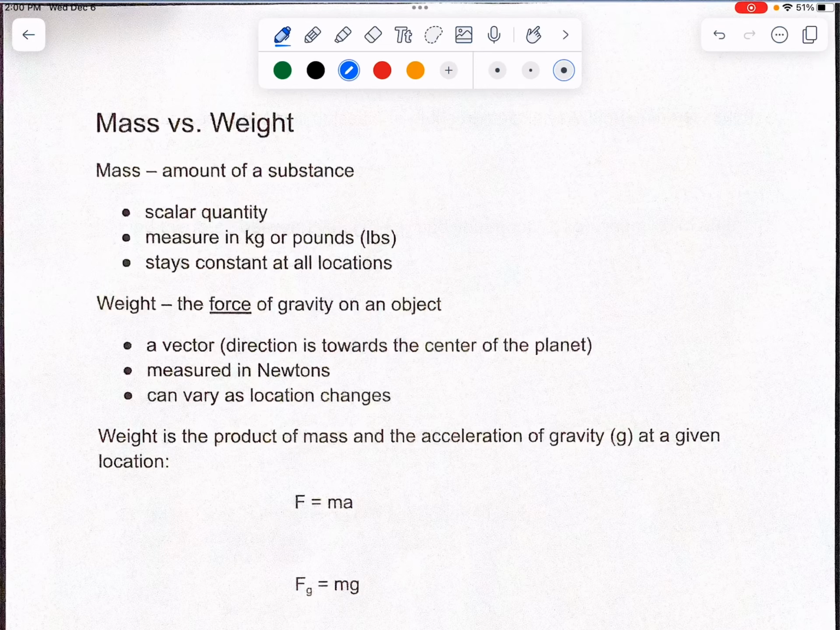All right, this video is going to wrap up the notes part. So we're going to go over pages 34 through 36. We're going to talk about mass versus weight.